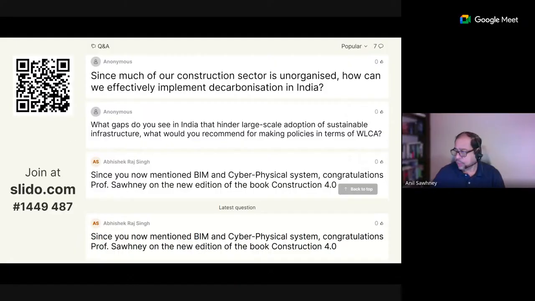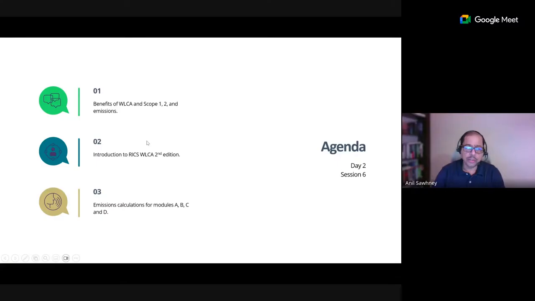Okay, so assuming we can move forward, for the first session I'm going to talk about WLCA and also scope 1, scope 2, and scope 3 emissions. We'll then take a little deep dive into the RICS methodology for calculating carbon emissions. And then we'll start moving into emission calculations. I'm hoping to cover module A today, and then hopefully we can do B, C, and D tomorrow. So that's the overall plan for today.